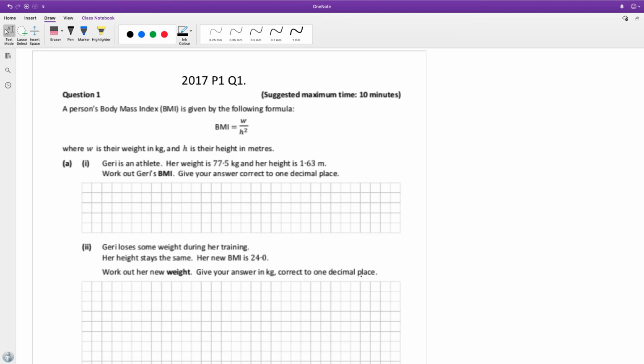A person's body mass index, BMI, is given by the following formula, where W is their weight in kg and H is their height in meters. Jerry is an athlete, her weight is 77.5 kg and her height is 1.63 meters. Work out Jerry's BMI and give your answer correct to one decimal place. Yep. Simple as that.